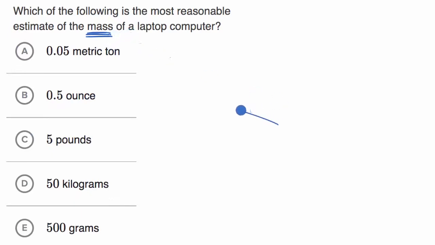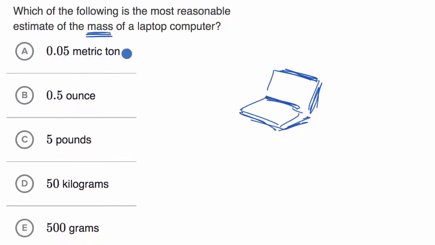So you could try to visualize a laptop. Think about how it feels on your lap when it's sitting there. If you're used to thinking in pounds, you might say, well, yeah, it'd be several pounds. Even a light laptop is going to be 1 or 2 or 3 pounds. A heavy laptop might be 10 or more pounds. So that gives you a sense of things. But now let's just look at these different choices and try to think about it in the world that we live in. So this first one is 5/100ths of a metric ton.